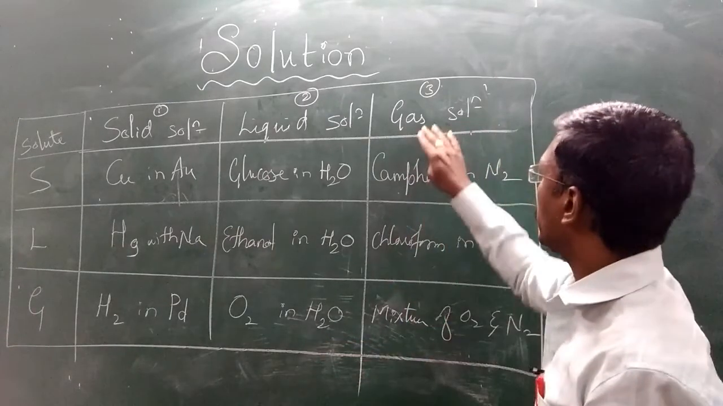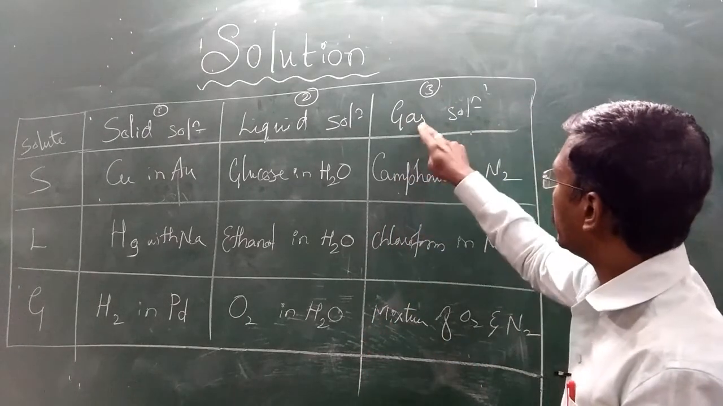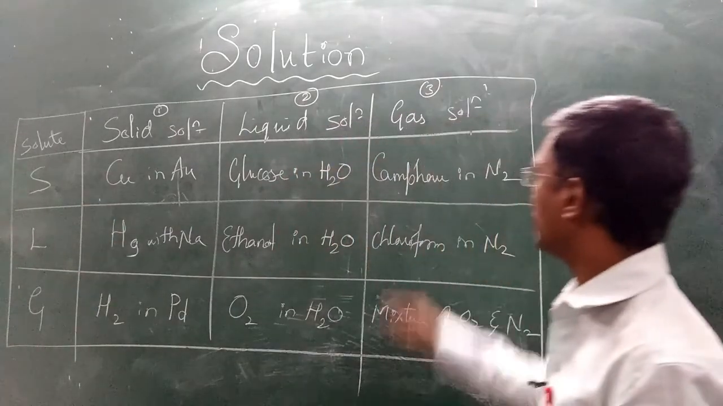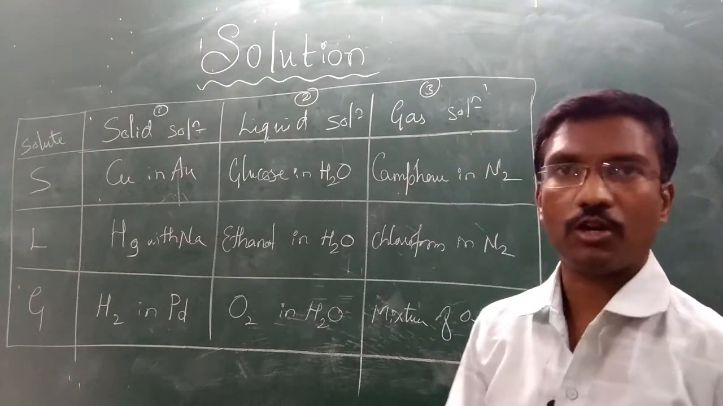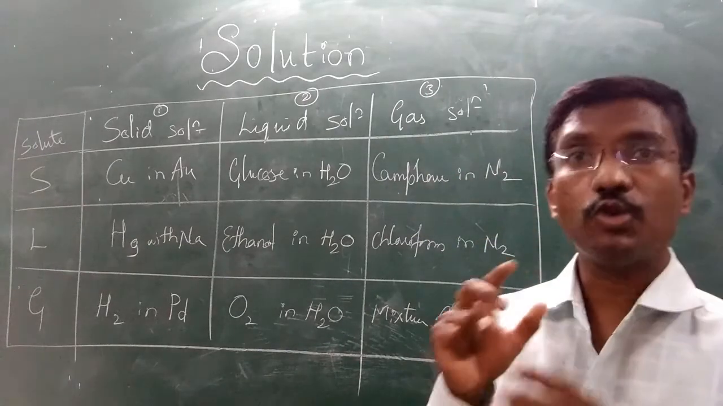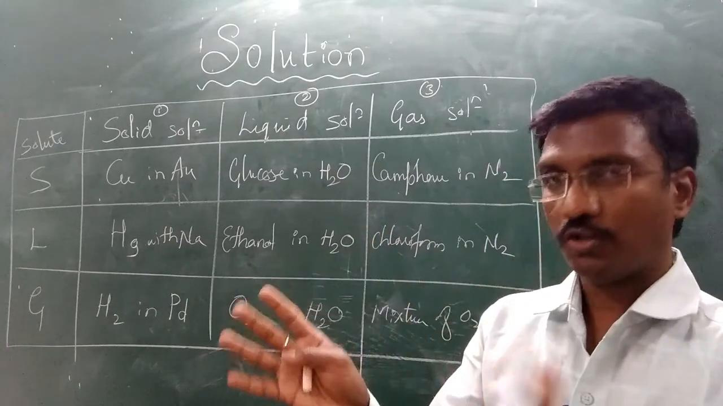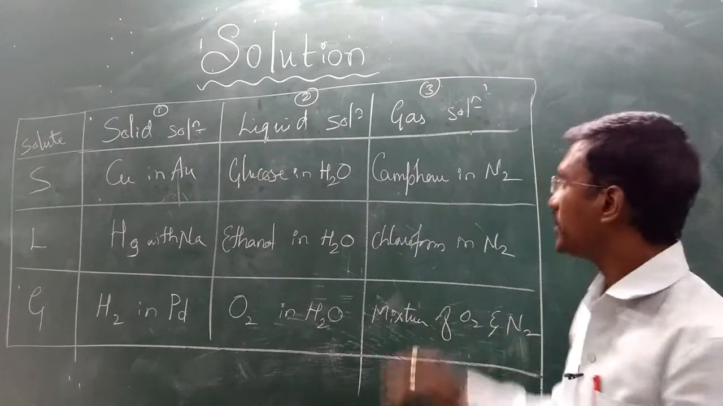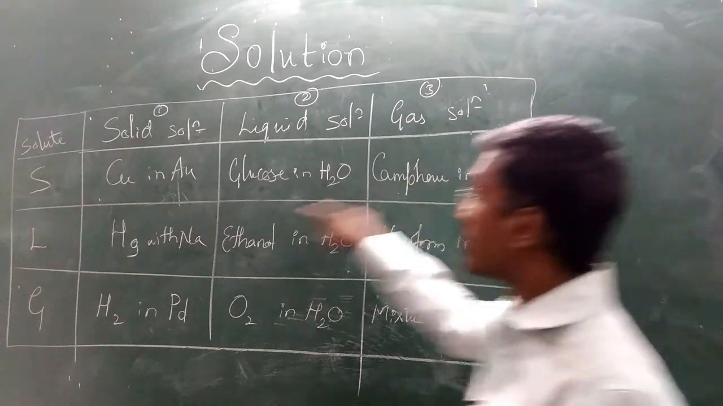Similarly, in a gaseous solution, the solvent is always gas only. In a gaseous solution, if the solute is solid, an example is camphor in nitrogen. Camphor is nothing but kapoor. It is possible to store camphor in nitrogen gas. We observe that the nitrogen dissolves the camphor. So the solution appears in gaseous form, but it dissolves a solid compound.